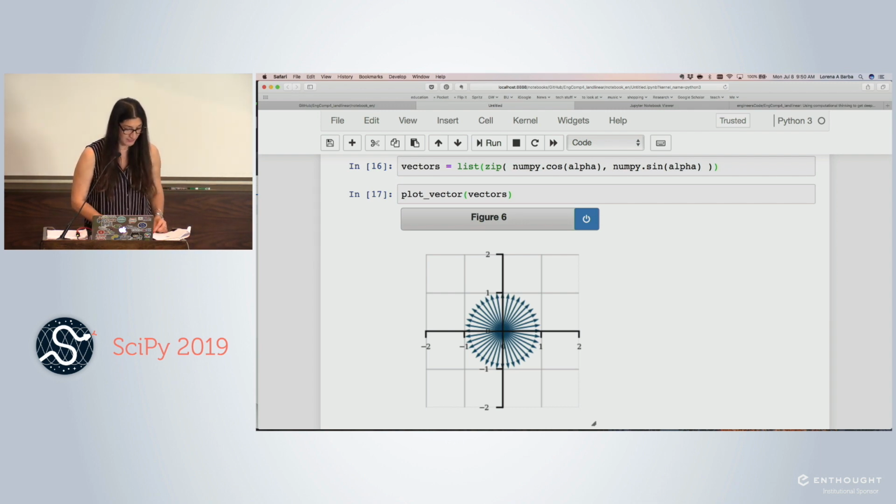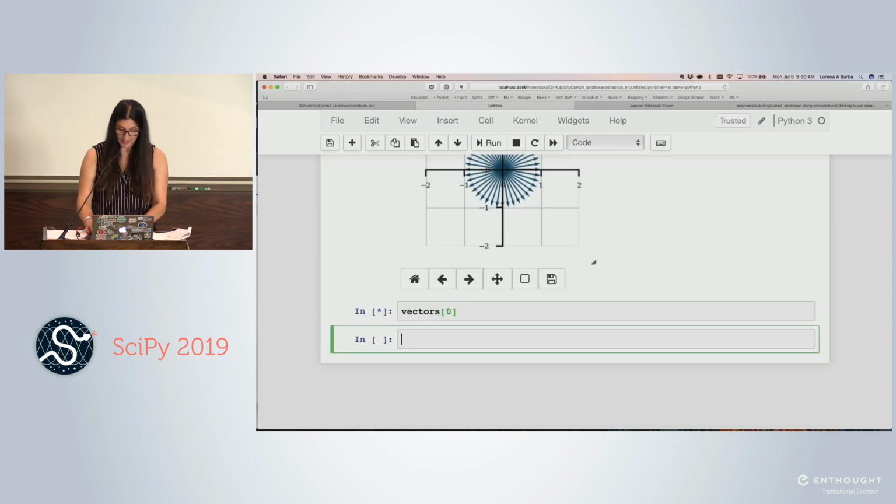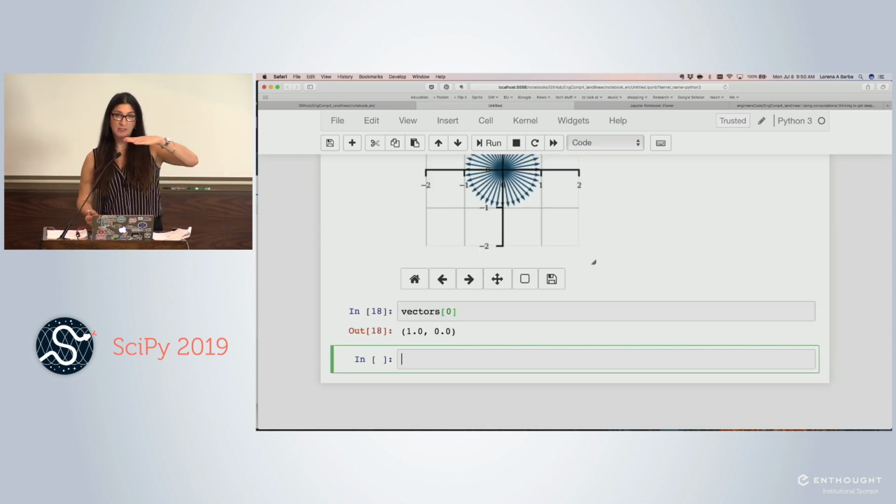You can try different values. I recommend an odd value, so you get a vector on the horizontal axis and a vector on the vertical axis as well. So what is the first vector here in our set? Well, the first one, vectors 0, is the unit vector, horizontal, in the positive x direction.